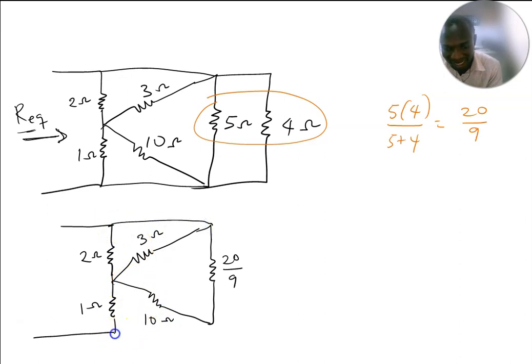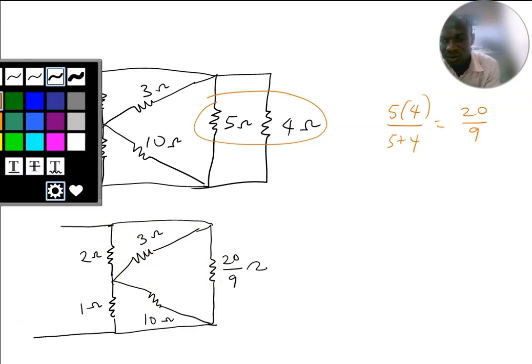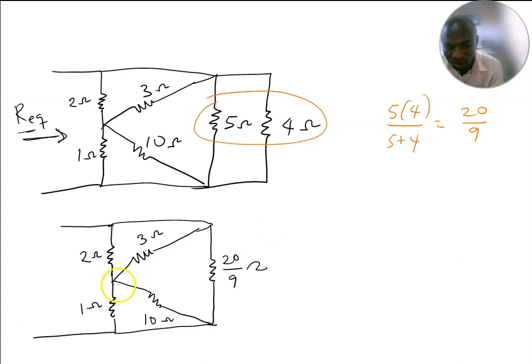So if you look at this point, we don't know whether the resistors 3, 20 on 9 ohms, and 10 are parallel or in series. But you can see that they form a delta connection. 3, 20 on 9, and 10, they form a delta connection. So in order to make things easy, you need to change that connection to a Y. And how do you do that? You draw a Y network within.